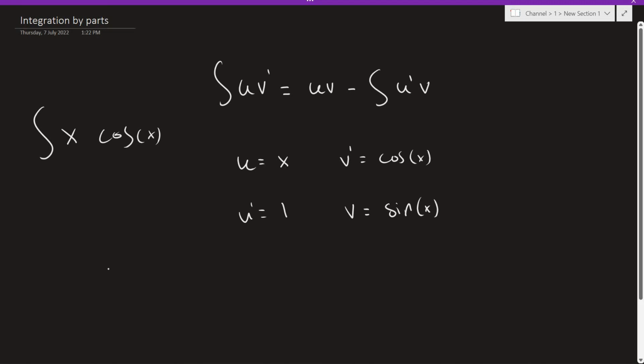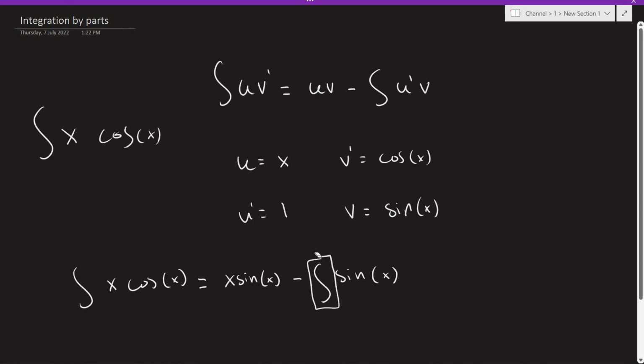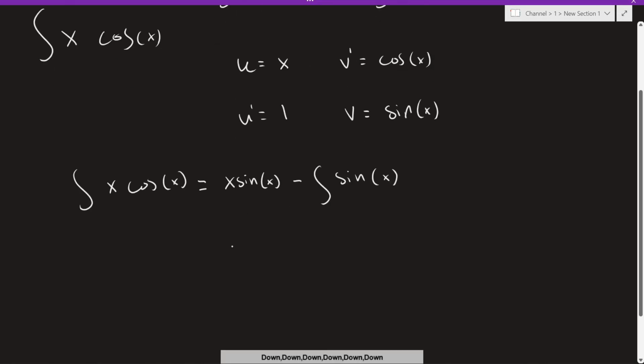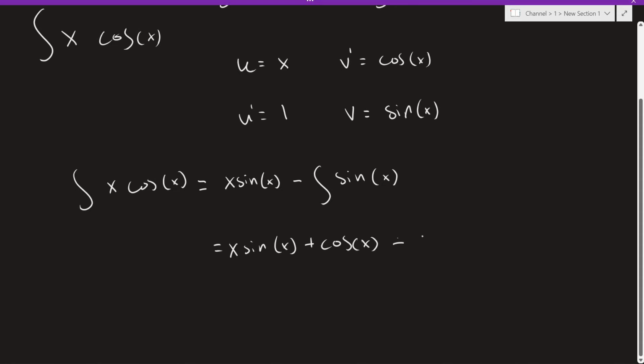Now apply the formula. So u v prime, which is the question, x cosine x, equals uv, which is x sine x, minus the integration of 1 times sine x, which is sine. Now, as I said, you have to simplify. You cannot keep this here. So x sine x, the integration of sine is negative cosine, negative with negative is plus cosine. And don't forget at the end to add the plus c.